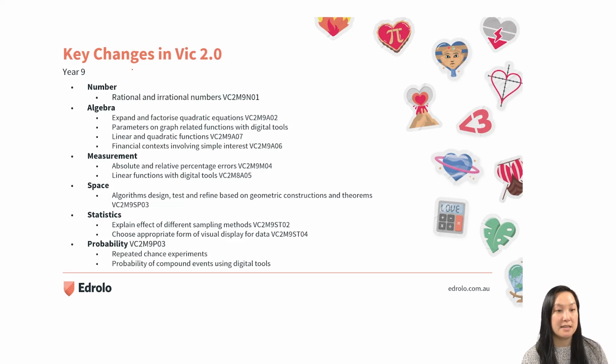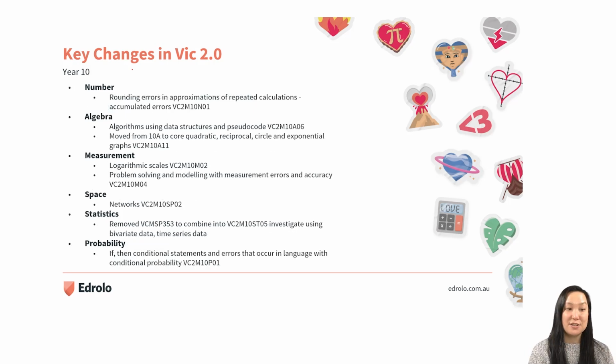In algebra, we see the expansion and factorizing of quadratic equations, as well as the parameters of functions and more financial context involving simple interest. So in year 10, there are more changes, some movement from 10A now into 10 core. One of the big changes in measurement is introducing logarithmic scales to logarithms. There's also problem solving with modeling and a focus on measurement errors, accumulated errors, and accuracy.